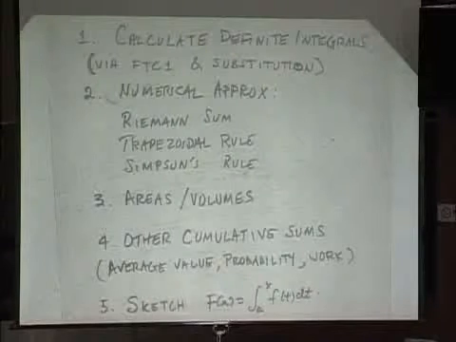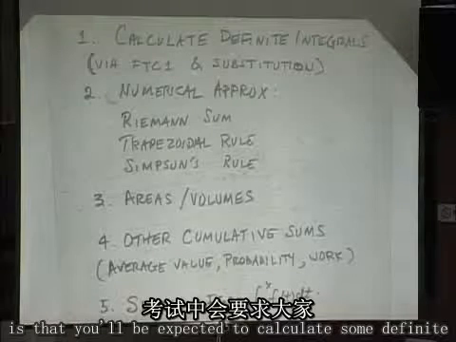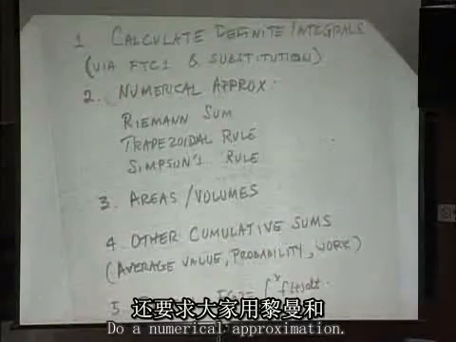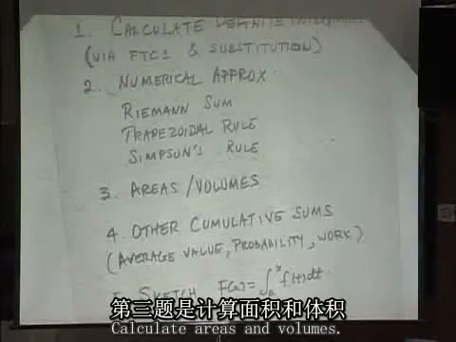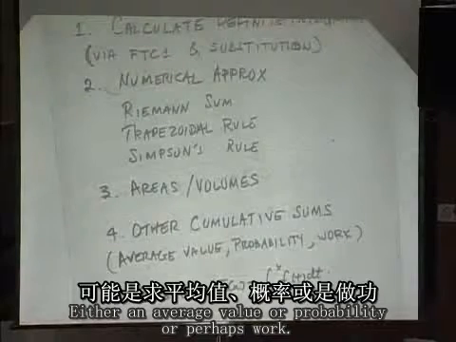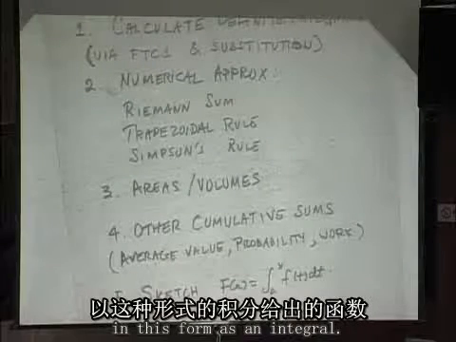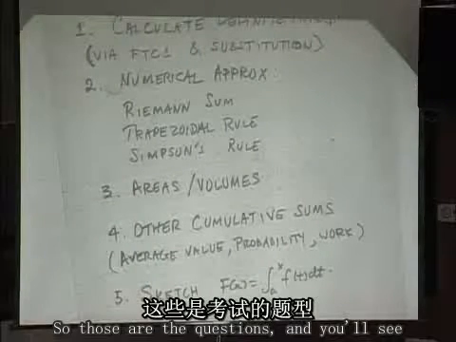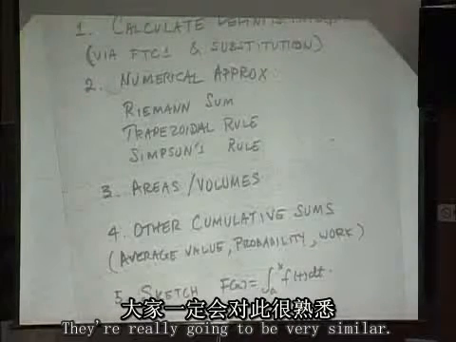So what's going to happen, and this is also posted on the web, is that you'll be expected to calculate some definite integrals using the fundamental theorem of calculus, and do a numerical approximation. There will be a Riemann sum, a trapezoidal rule, and a Simpson's rule. Calculate areas and volumes. And then some other cumulative sum, either an average value or probability or perhaps work. And sketch a function which is given in this form as an integral. All right, so those are the questions, and you'll see by the example of last year's exam exactly the style. They're really going to be very similar.